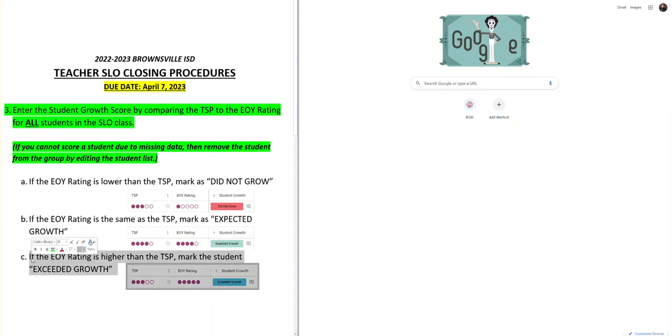Example C. If the end of year rating is higher than the TSP, you mark the student as exceeded growth. Here's what that looks like. In this example, the teacher set the target for the student at 3 dots, which is typical. However, the body of evidence showed that this student actually achieved well above typical throughout the year. So, end of year rating shows that the target was met. And not only was it met, it was exceeded. So you mark this kid as exceeded growth.